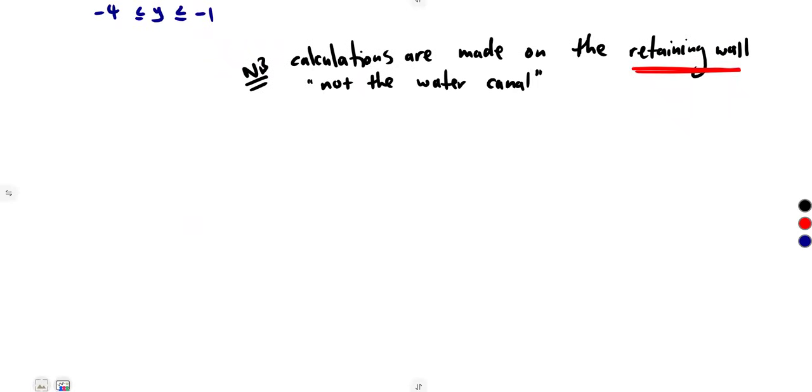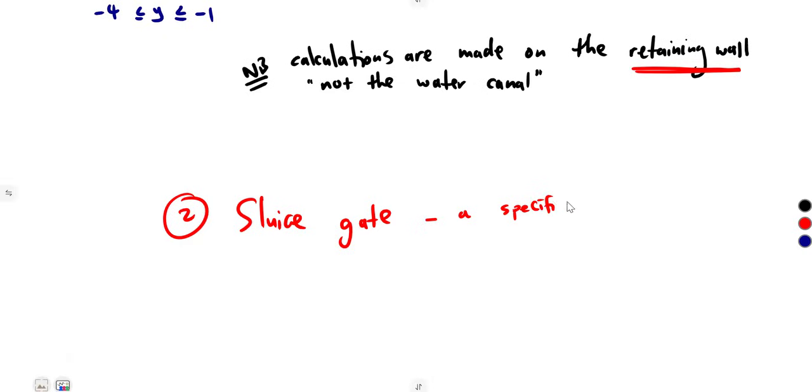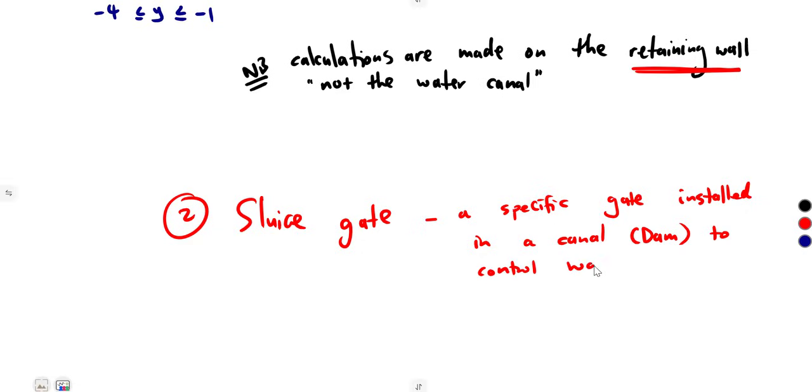Then the gate, the retaining wall, we already talked about this, guys, so I'm not going to put much into that. The retaining wall, or they can call it the sluice gate, is just a specific gate installed in a canal, as I have mentioned before. It's inside a canal, so it takes the shape of that canal or the shape of the dam. It is used to control water flow.